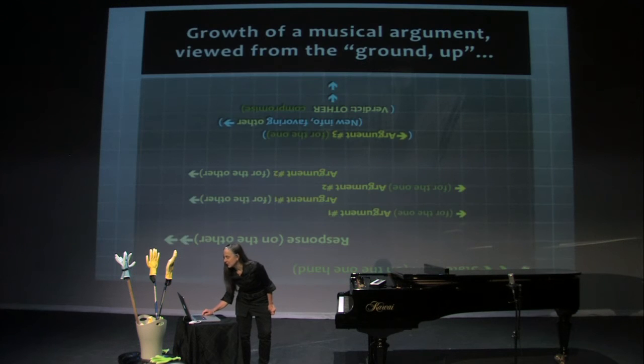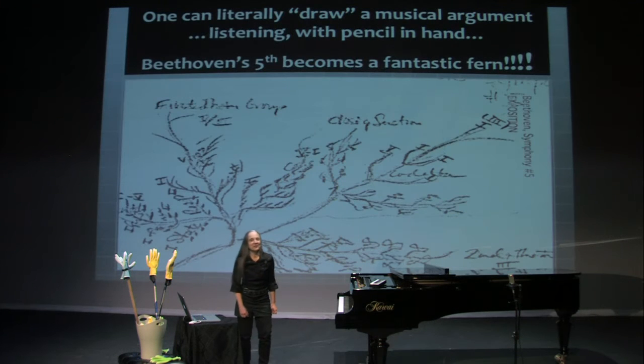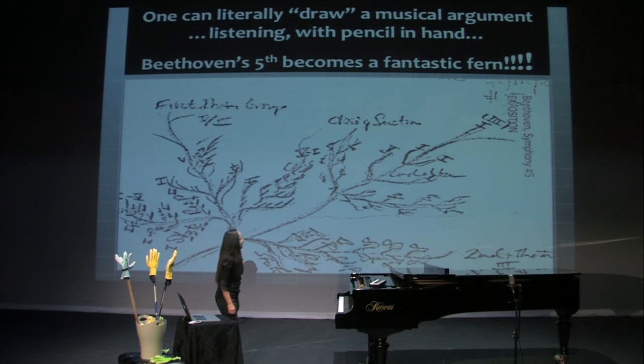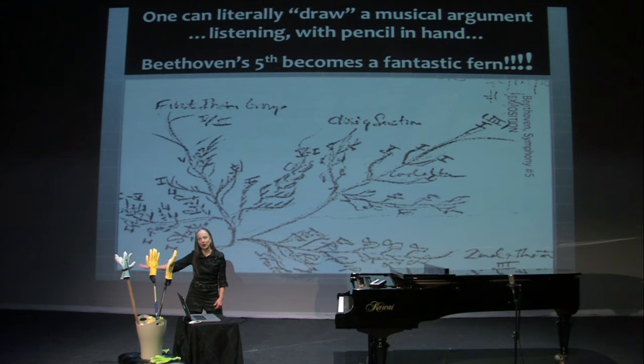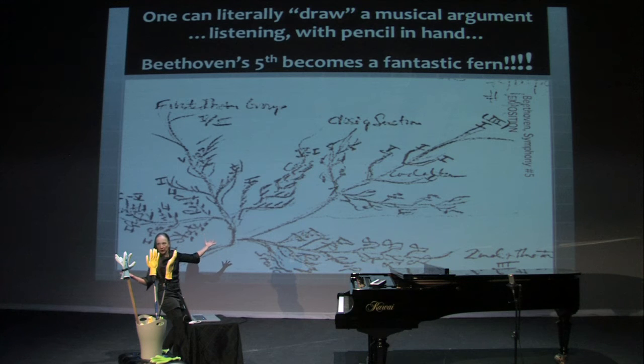I'm going to bypass a few of these things, and I'd like to celebrate Beethoven's Fifth as a fern. It's possible to diagram your way all the way through that symphony with a simple rule: one chords on the right, five chords on the left, and phrases that are questions or answers over a larger span are branches to each side. This is just an example of what the exposition of the symphony might look like.